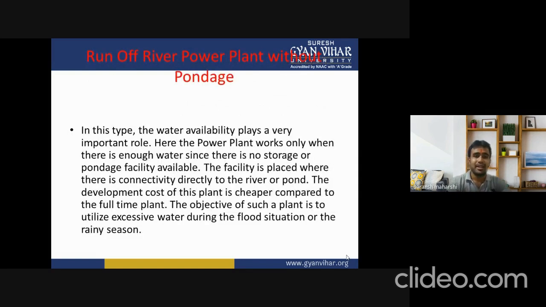In these types, the water availability plays a very important role. Here, the power plant works only when there is enough water, since there is no storage or pondage facility available. The facility is placed where there is a connectivity directly to the river or pond. The development cost of this plant is cheaper compared to the full-time plant. The objective of such a plant is to utilize excessive water during the flood situations or the rainy season.